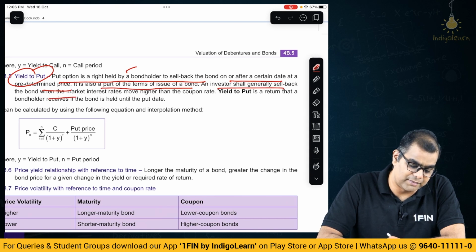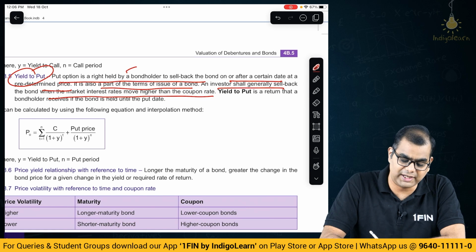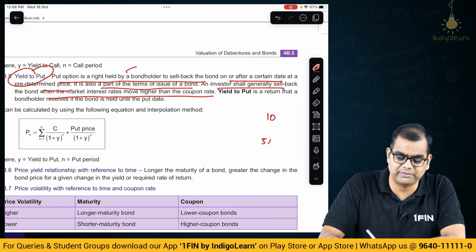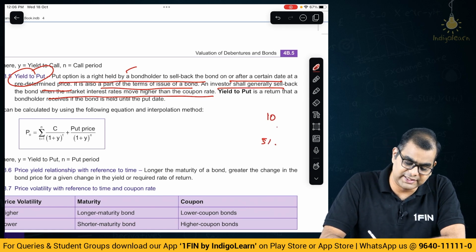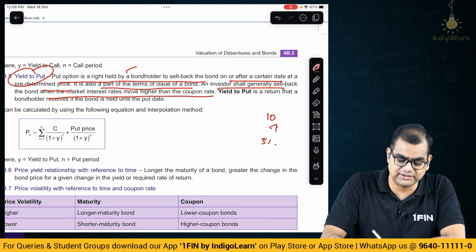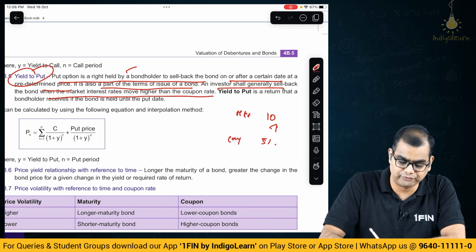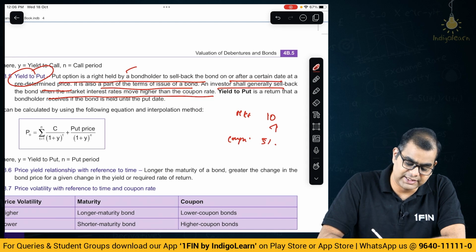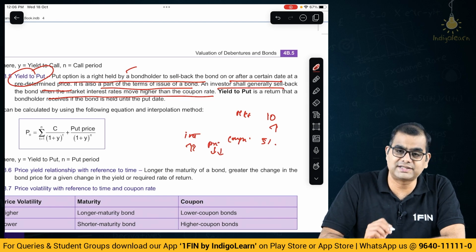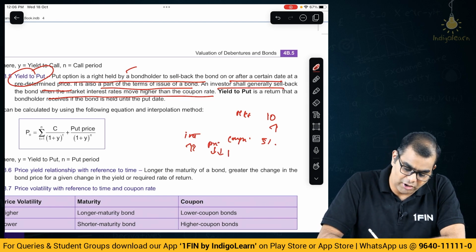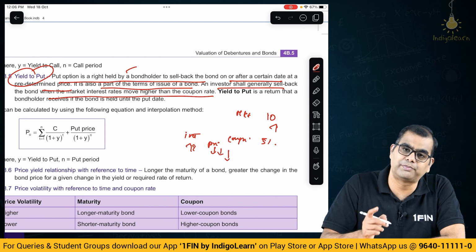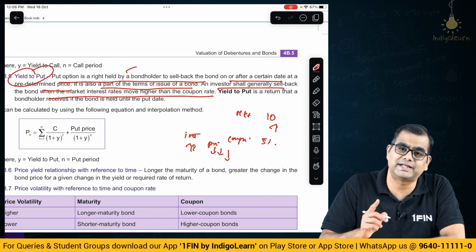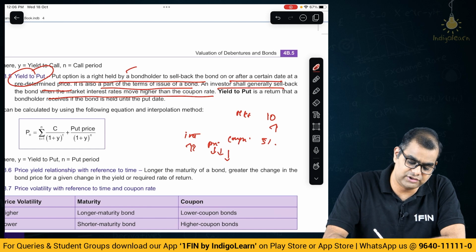Investors shall generally sell back when the market rates move higher than the coupon rate. So, market rate is 10%, whereas the bond coupon is, let us say, 5%. Okay. Now, as interest rates increase, what will happen? Price of the bond falls. As interest increases, price falls, correct? So, price will keep on falling, and for puttable bonds, the right to sell back to the company is at a discount to the face value. So, let us say 100 is the face value and the puttable price is, let us say, 80.